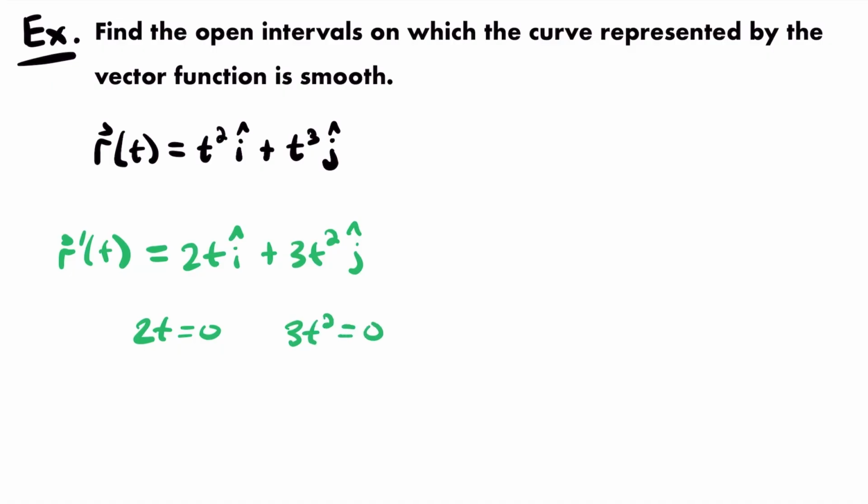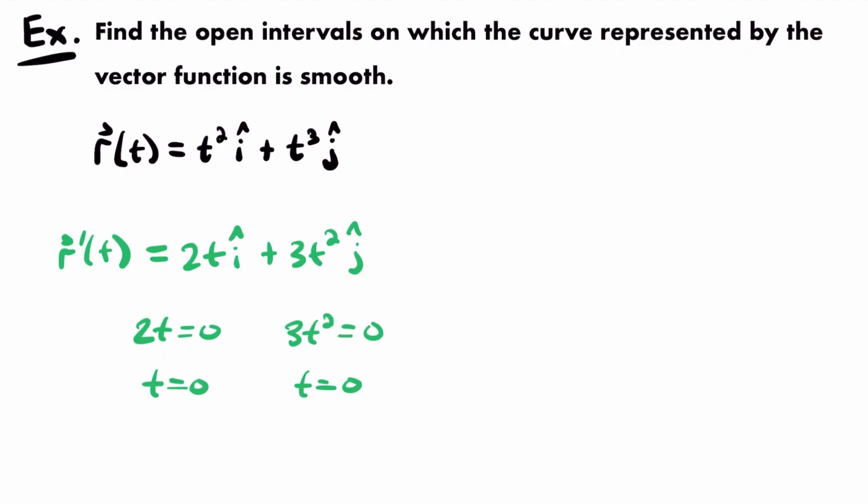And if we solve for t, we'll have t equals 0 here and t equals 0 here, right? Dividing both sides by 2 gives you t equals 0. And then dividing both sides by 3 gives you t squared equals 0. And you could take the square root of both sides and find that t equals 0. So what we find here is that the components of the derivative vector are both equal to 0 when t equals 0. They share the same value of t when they're equal to 0, which means at t equals 0, the derivative would be the 0 vector. So t equals 0 would be a point where this vector function has a node. The curve would come to a sharp point of some kind. So we would not include 0 in our open intervals for which the vector function is smooth.